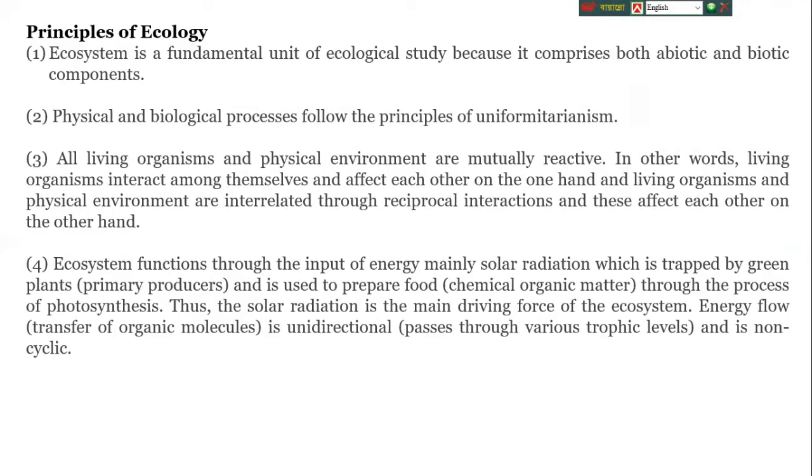And principles of ecology. In ecology, the ecosystem is the fundamental unit of ecological study because it comprises both abiotic and biotic components. Physical and biological processes follow the principle of uniformitarianism. All living organisms and the physical environment are naturally reactive. In other words, living organisms interact among themselves and affect each other on the one hand, and the physical environment on the other hand. Ecosystems function through the input of energy, mainly solar radiation, which is trapped by the green plants. That means the primary producer, and then the primary consumer, secondary consumer, tertiary consumer, etc. এগুলি আমরা পরে শিখব। The principle হলো ecosystem.